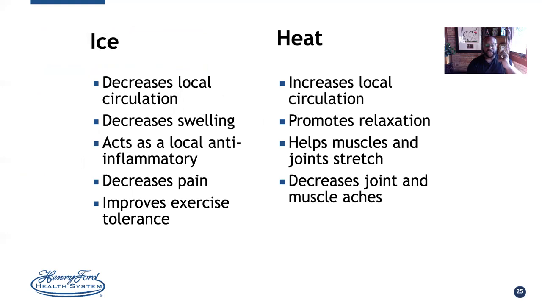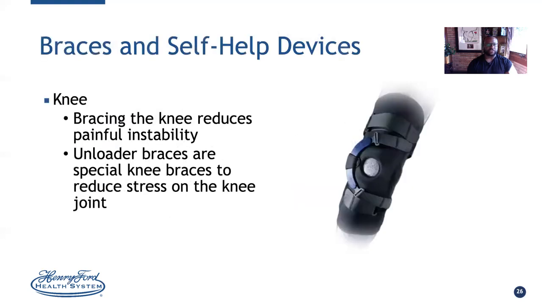Other conservative modalities: ice and heat. Ice decreases local circulation, decreases swelling, and acts as a local anti-inflammatory. It decreases pain and improves exercise tolerance. Heat increases local circulation, promotes relaxation, helps muscles and joints stretch, and decreases achiness.